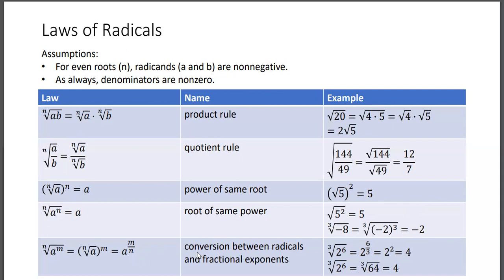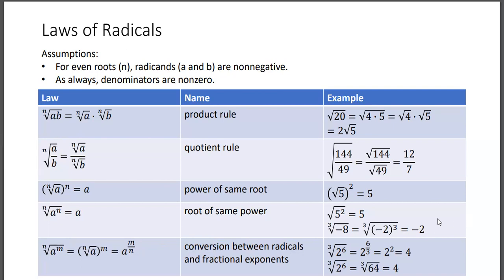Finally, to convert between radicals and fractional exponents. The nth root of A to the m is the same as the nth root of A, that whole thing to the mth power. Either one of those radicals can be converted to a fractional exponent, A to the m over n, where the root becomes the denominator and the exponent becomes the numerator of the fraction.